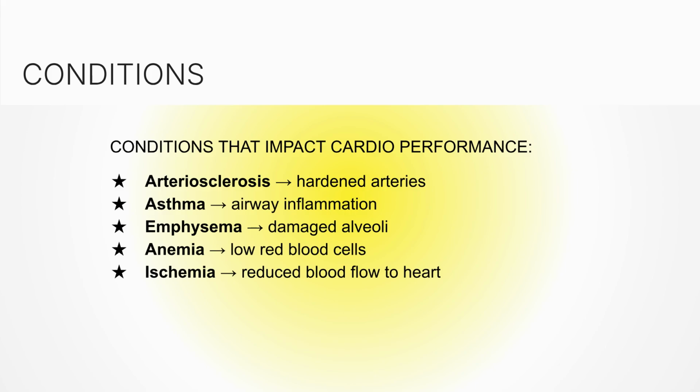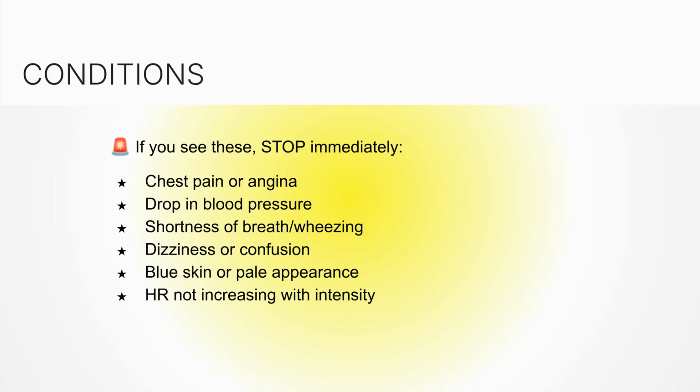The last two conditions are anemia, which is a low red blood cell number, and ischemia, which is a reduced blood flow to the heart. This is because of a narrowed coronary artery. Ensuring exercise safety is your number one priority as a personal trainer. If your clients are exhibiting any of these symptoms, please have them stop exercising and refer them out to a doctor. This is something that likely will come up on an exam, so it's important to have an understanding of these signs.